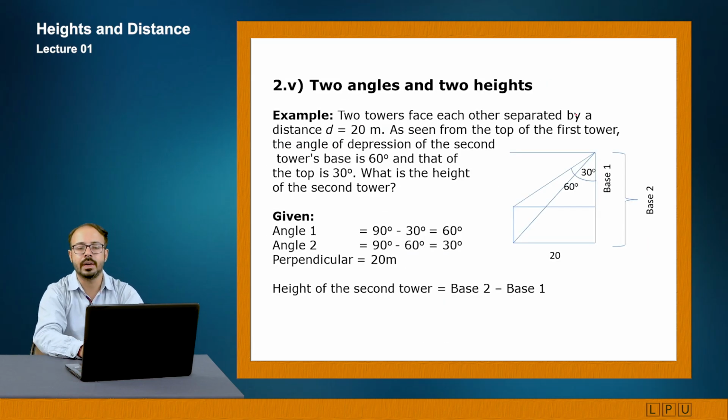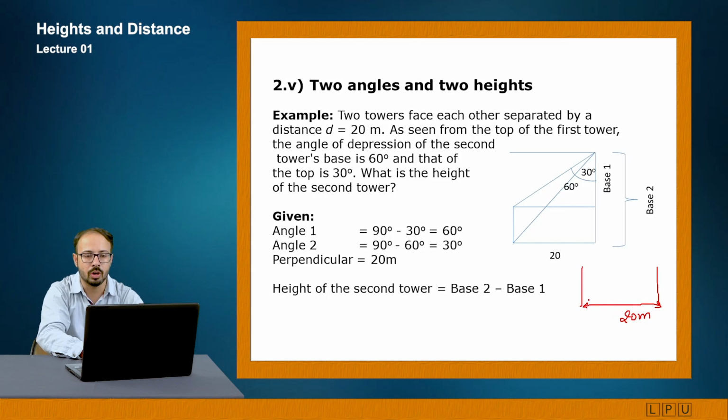Two angles, two heights. Now in this, two towers face each other. This figure I can draw in this way. For more clarity I can form it in this way. Two towers face each other, separated by a distance d of 20 meters. So the distance between them is 20 meter. The distance between the bases of the towers is 20 meter.